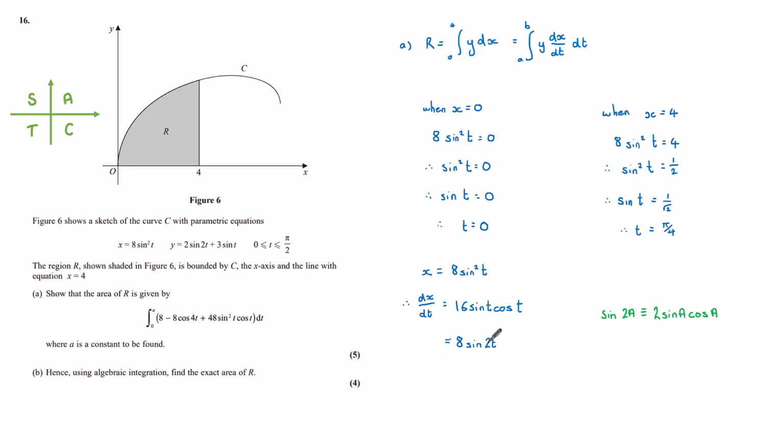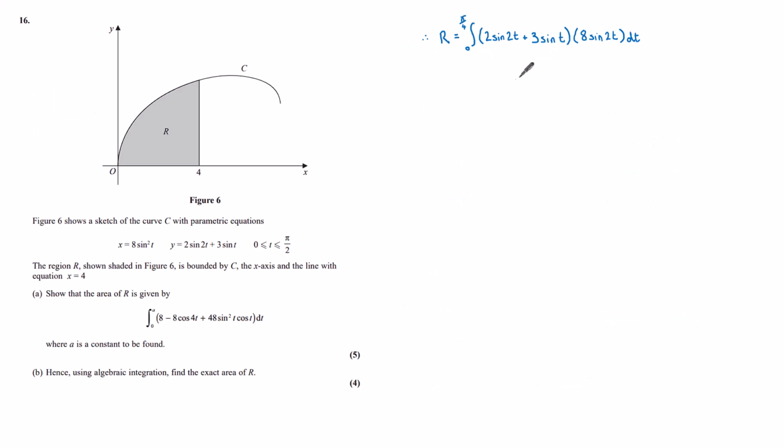If I now substitute in these values I have, so for y, 2 sine 2t plus 3 sine t, for dx by dt, 8 sine 2t, and our new limits of 0 and pi by 4, my current area R is looking like this, which is not quite where we need to be, but we are getting there. And so starting from this point, let's expand these brackets. So 2 sine 2t times 8 sine 2t is 16 sine squared 2t. And then that's plus 3 times 8, 24 lots of sine t times sine 2t dt.